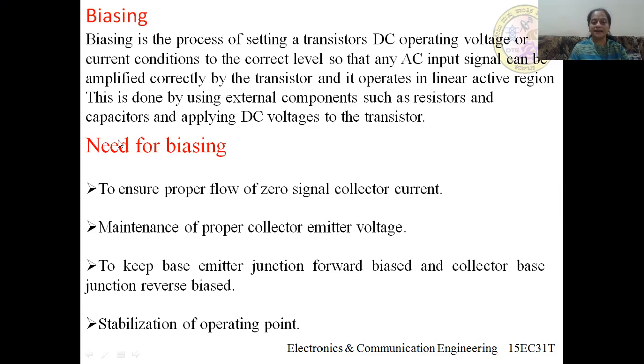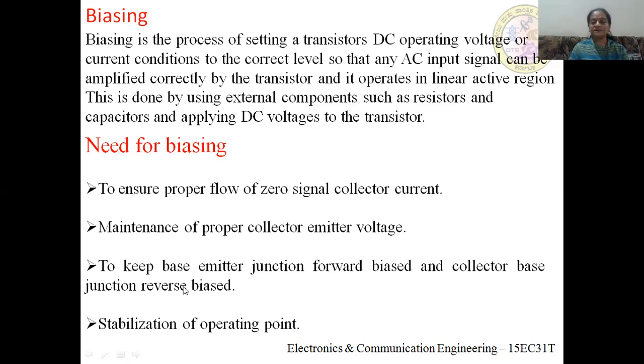When we do the biasing, we apply the proper DC voltage, and because of that, the collector emitter terminal will always be reverse biased. So the second reason for biasing is maintenance of proper collector emitter voltage. The third one is that the base emitter is forward biased and the collector junction is reverse biased. This makes the transistor operate in an active mode.